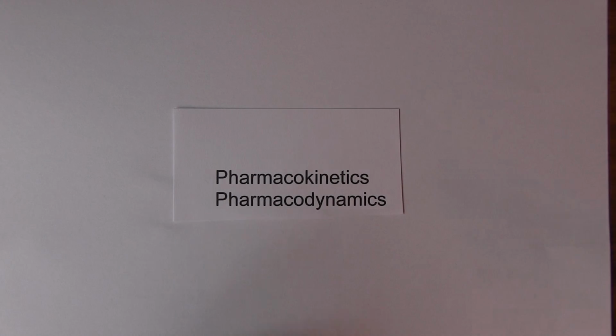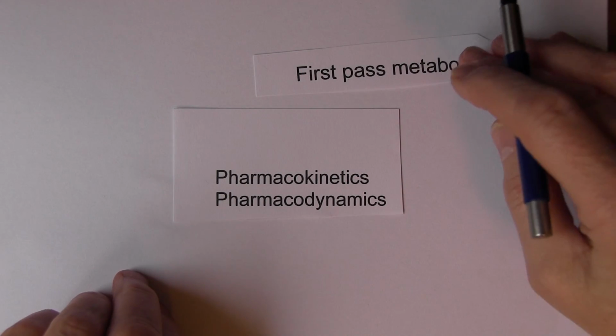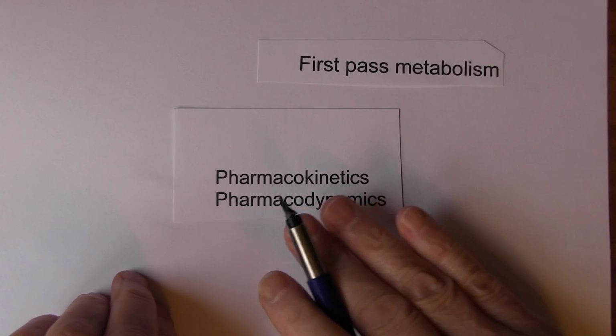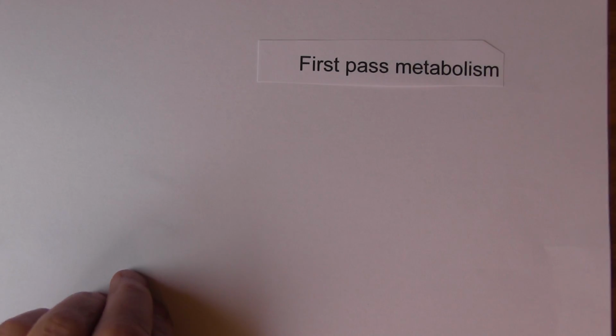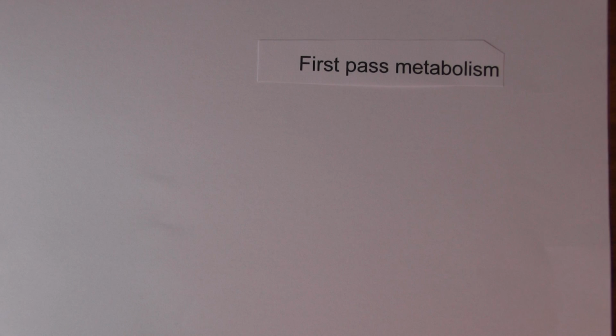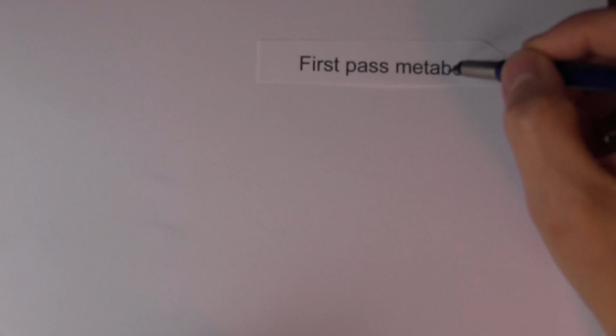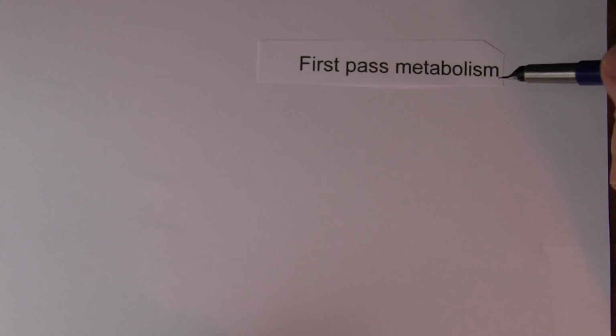And the first thing I want to think about in this area of pharmacokinetics is this idea of first pass metabolism. Now, to understand this, we need to go back a little bit and look at the circulation of the blood. Because first pass metabolism is the metabolism that occurs the first time blood passes through the liver.